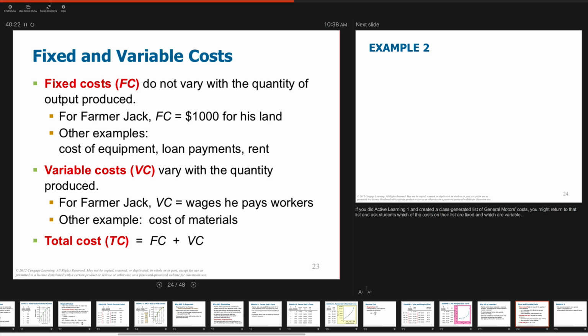All right. So your total cost is your fixed cost plus your variable costs. And we're going to wait to start example 2 tomorrow. We got halfway through that chapter, folks.